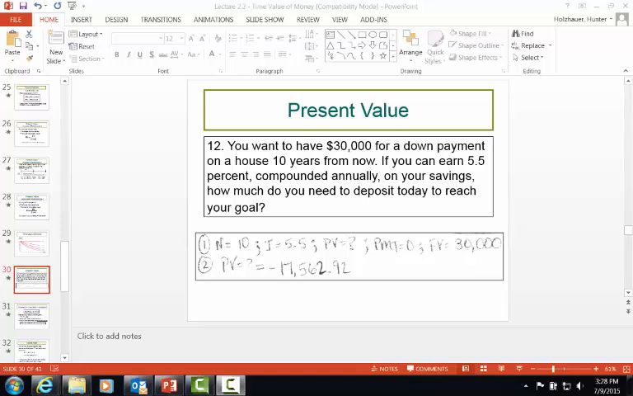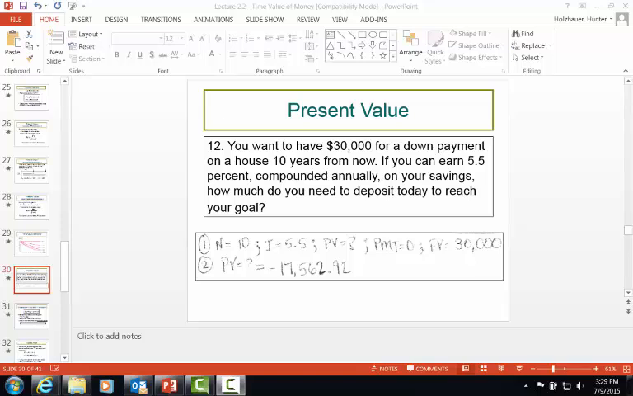Now, to get the $30,000, they need to know how much they need to invest today, right? So the future value is going to be $30,000. The payment is going to be zero. We're not really dealing with that. They know they're going to want to get that house 10 years from now, so N is going to be 10, and they expect to make 5.5%. So you plug those into your calculator, you hit compute PV, and you're going to get a present value of $17,562.92.